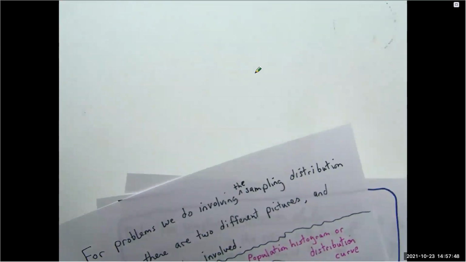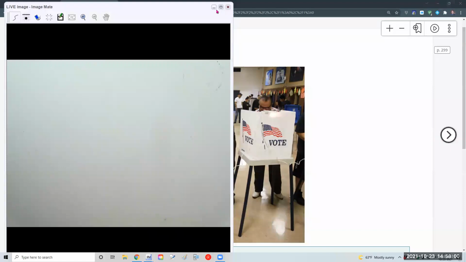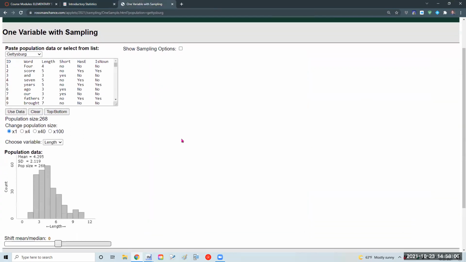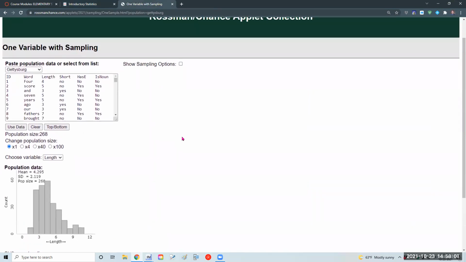Let's go over here. I want to show you... Oh, I guess before we do that, let's go over a couple of terms that are presented in the book, section 7.1. And then I want to come over here and take a look at this applet, which will simulate sampling distributions for us and help us, I hope, wrap our heads around this difficult concept.